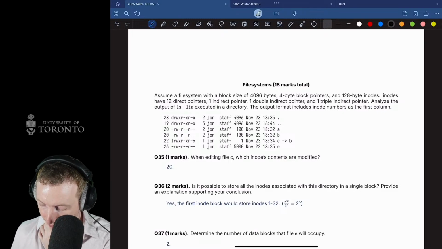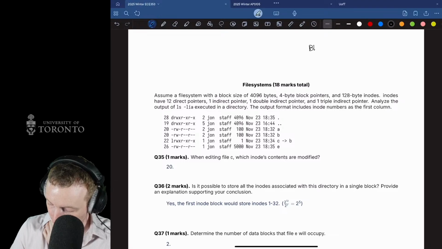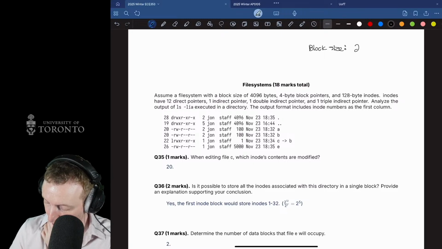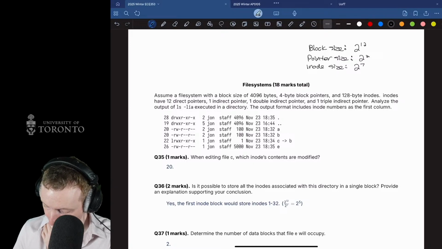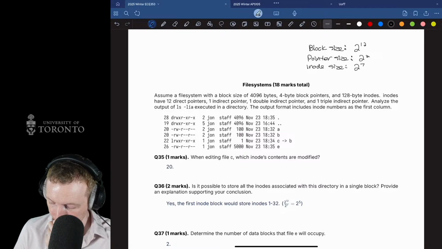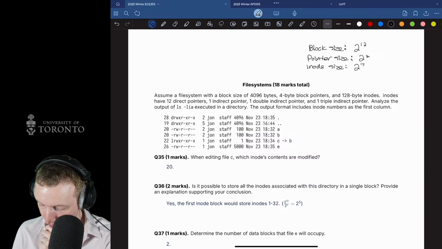Assume a file system block size is our old faithful. Seems to be the exact same thing every time. So our block size is 2 to the 12. Pointer size is 2 to the 2. We have 128 byte inodes, so inode size is 2 to the 7. Yes, 2 to the 7. Then inodes have 12 direct pointers, 1 indirect pointer, 1 double, 1 triple.